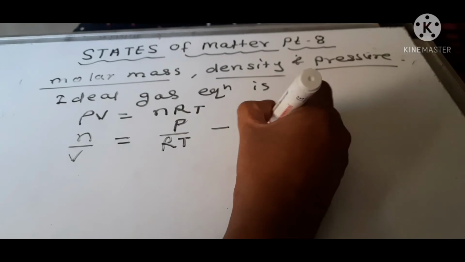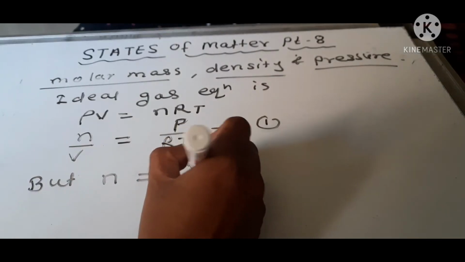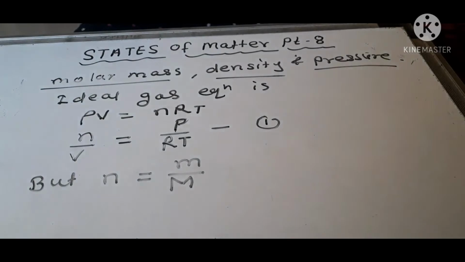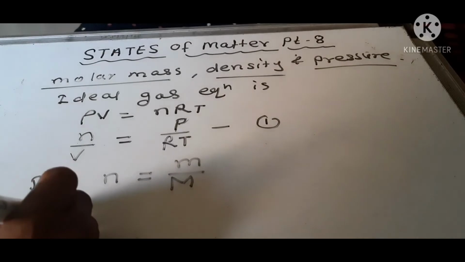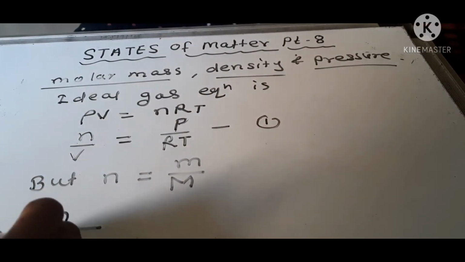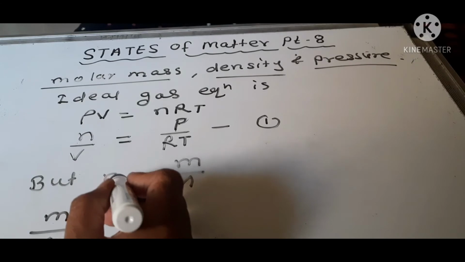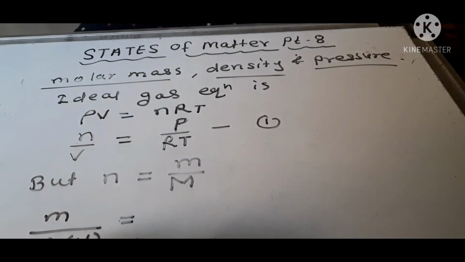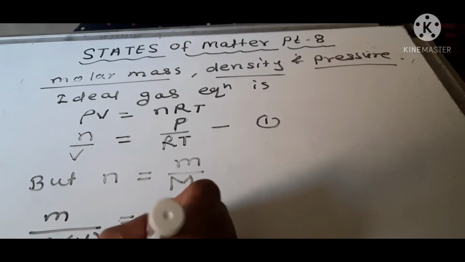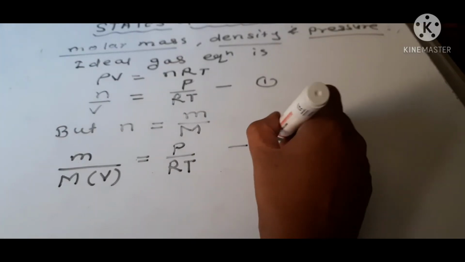But n equals small m upon capital M. Put this value in equation 1, we get m upon capital M into V. Instead of n, we are putting m upon M, so m upon M into V equals P upon RT. This is equation 2.